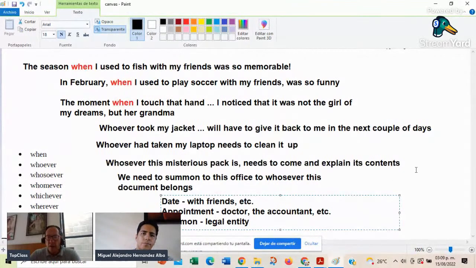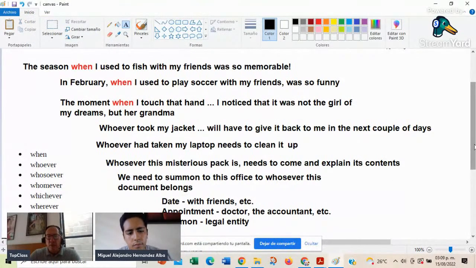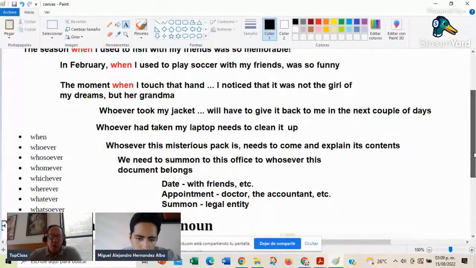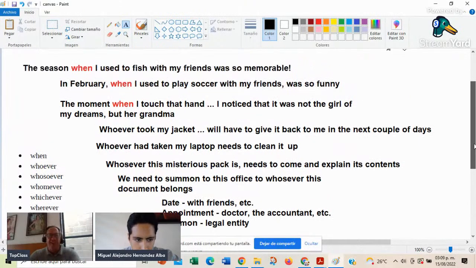Date is very informal with friends. Hey, I have a date with a friend, we're going to go for an ice cream. You have an appointment with the doctor, which is more formal, or you have a summon with a legal entity. You have to pay taxes, or you have to testify. You saw people shooting or putting explosives, and they summon you, right? Well, that is whosoever.